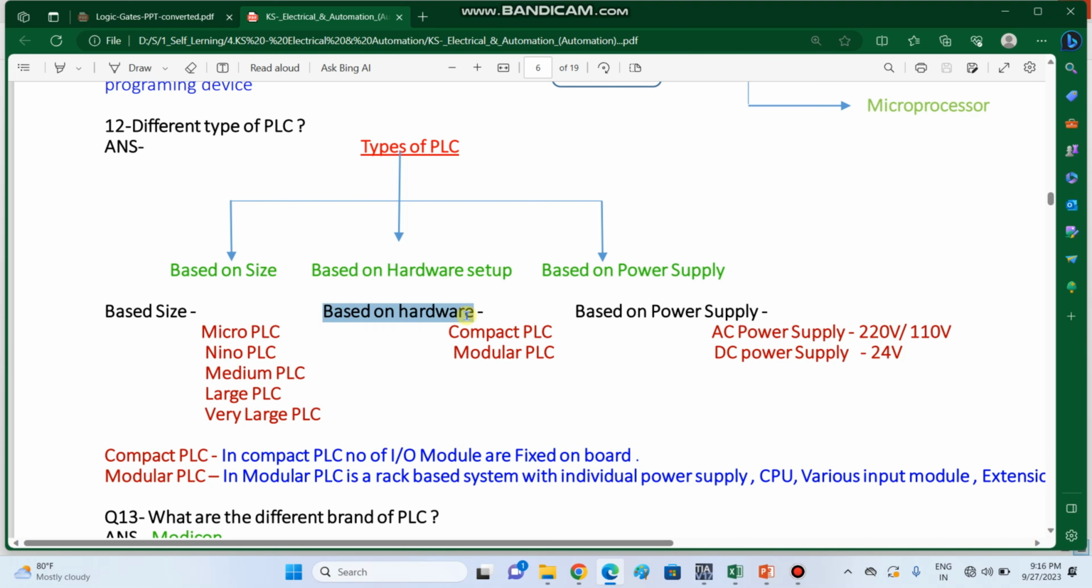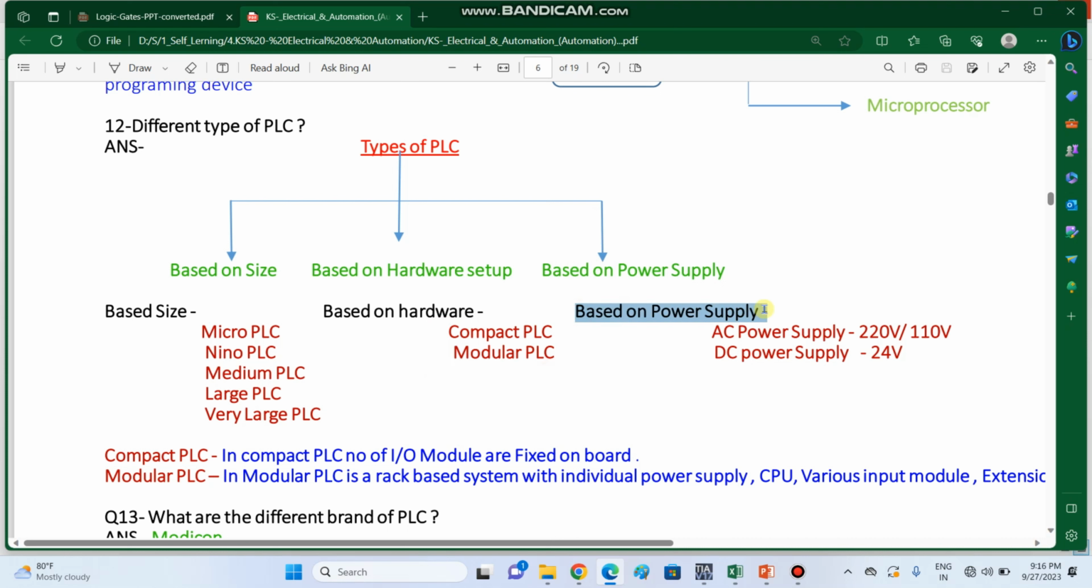Based on hardware, there are compact PLC and modular PLC. What is a compact PLC? In a compact PLC we cannot extend the input output modules. But in a modular PLC we can extend or add input output modules.